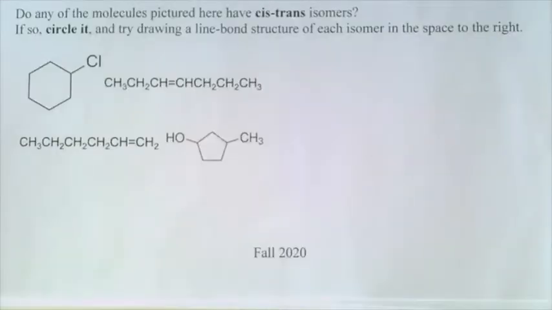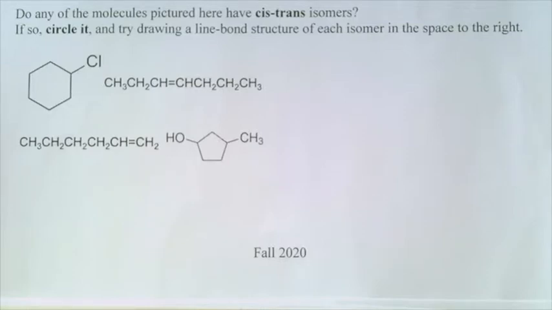What I'd like you to do for each of these four molecules is give the structure a good look, particularly focus on the ring or on the double bond, and ask yourself, could you draw cis and trans isomers of this particular molecule? Pause the video, give it a try, and when you come back, we'll evaluate them ourselves.